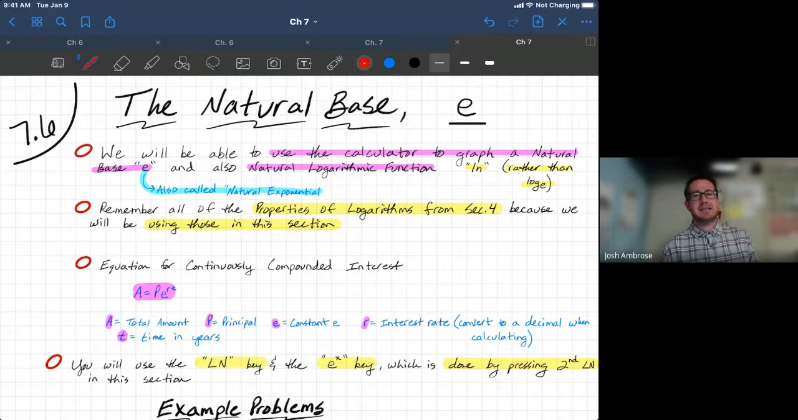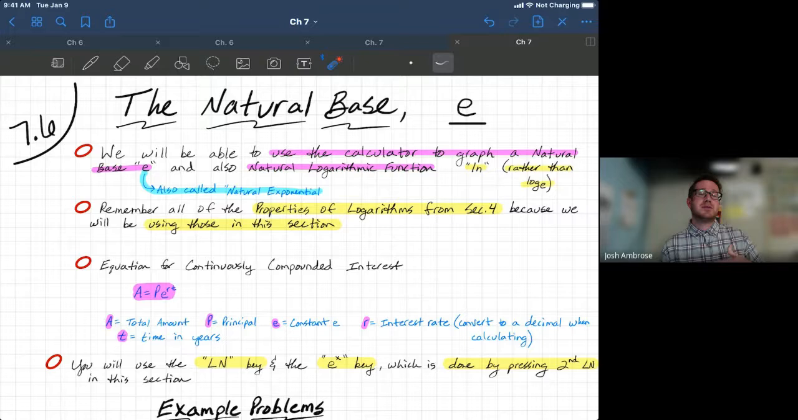Section 6 today, Chapter 7. This is all about the natural base e. We're going to be getting into natural logs and then base e, otherwise known as the natural exponential. All this stuff sounds either really fancy or maybe confusing, but this section actually is pretty easy.